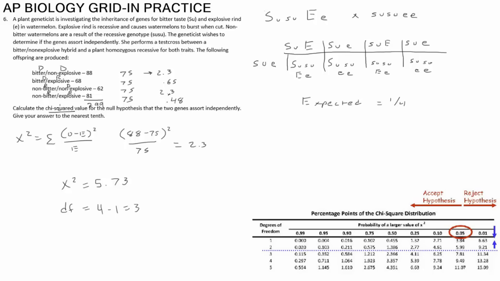So the question asked me to come up with the chi-square value. It said to give it to the nearest tenth, so before I finalize that answer, I want to make sure to round that to the nearest tenth, and I get 5.7 as my final answer.